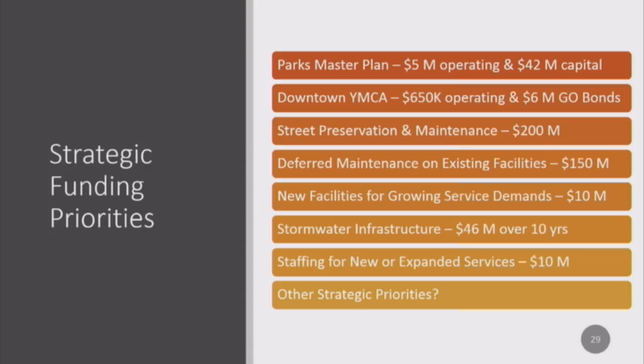So we also have a downtown YMCA that we're looking at. We have been talking about it for a couple of years. And the commitment from the unified government to build that YMCA would be roughly $650,000 in operating costs annually and a $6 million general obligation bond commitment. The third thing follows that data-driven street preservation presentation that the Public Works Department gave several weeks ago.